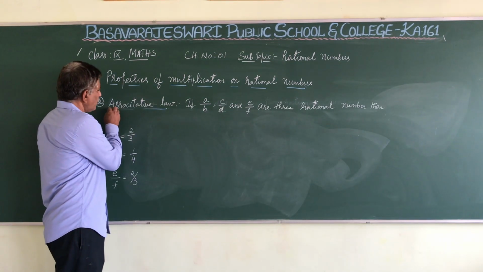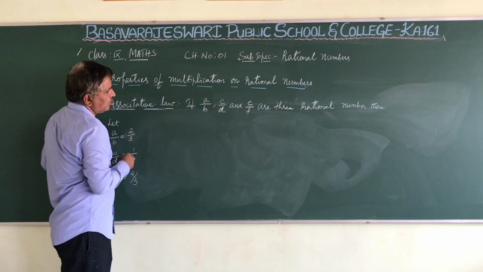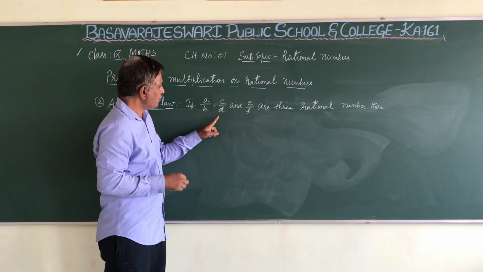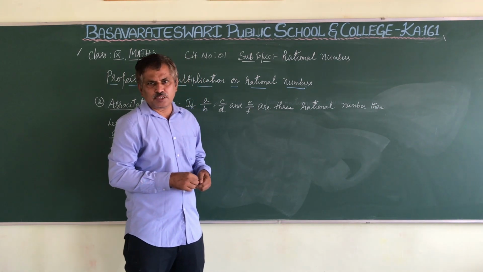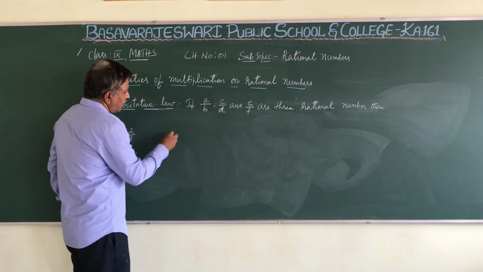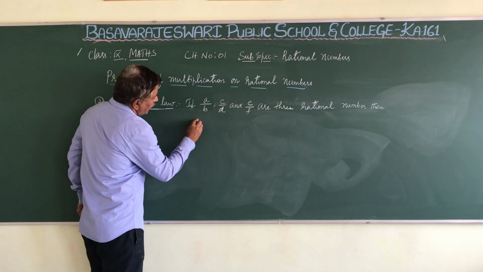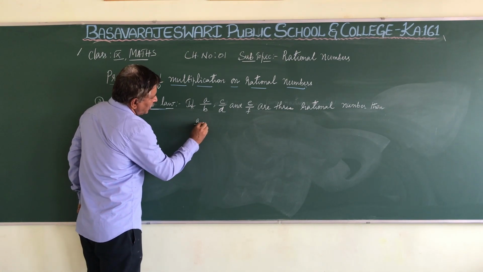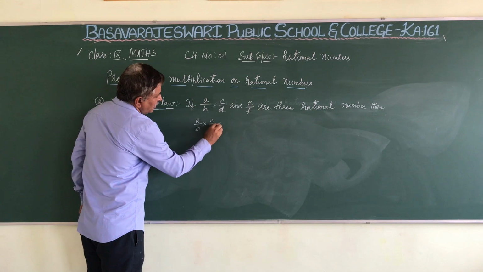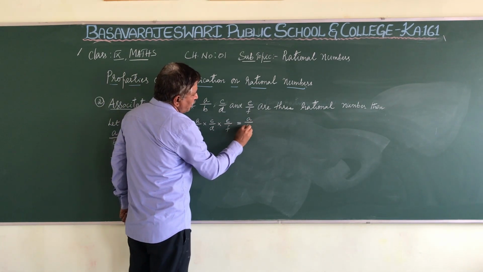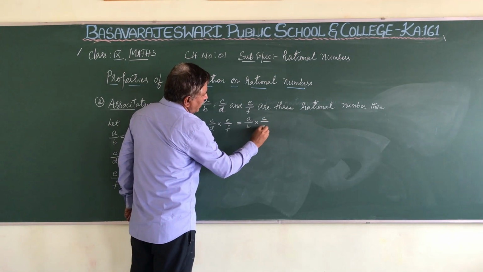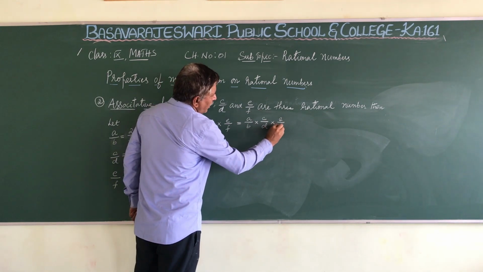Next, second property is associative law. For that, if A by B, C by D and E by F are three rational numbers, then A by B into C by D into E by F is equal to A by B into C by D into E by F.